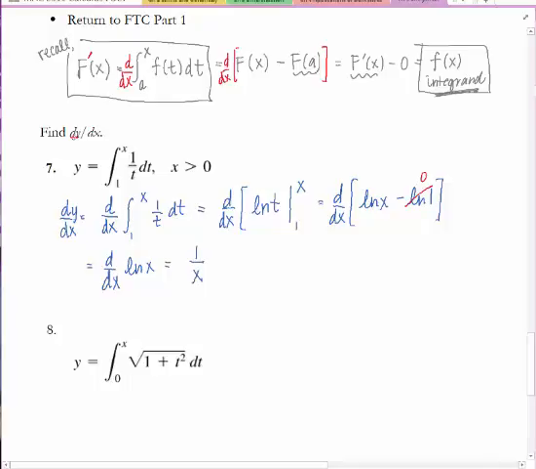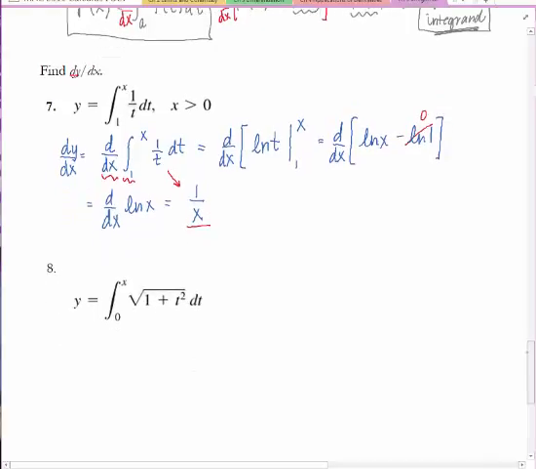So we took a long road to get to the fact that when we take the derivative of the definite integral from a fixed value to x, we just replace the variable in the integrand with x, and we have the derivative of the definite integral. So it makes it a lot easier to do part 8.